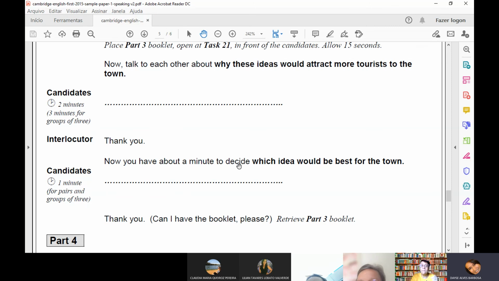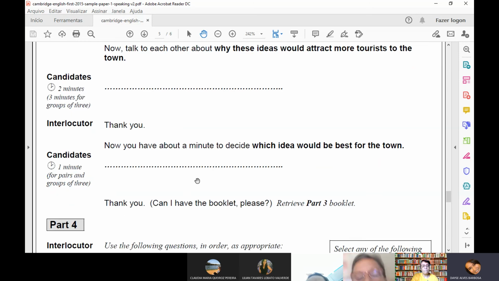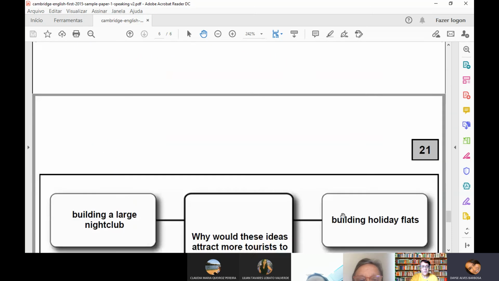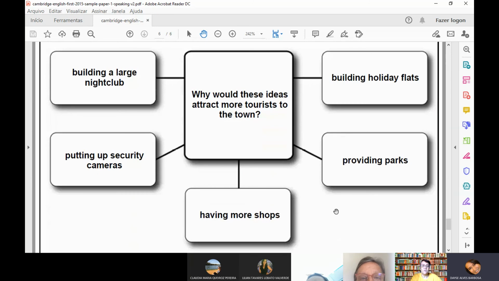Now you have about a minute to decide which idea would be best for the town. And the candidates will have 1 minute more to decide on that. So 1 minute for both pairs and trios. Then after that minute passes by, the interlocutor says, thank you, can I have the booklet, please? Let me show you the image. This is the image, you see?